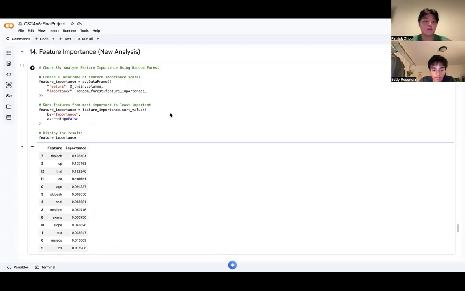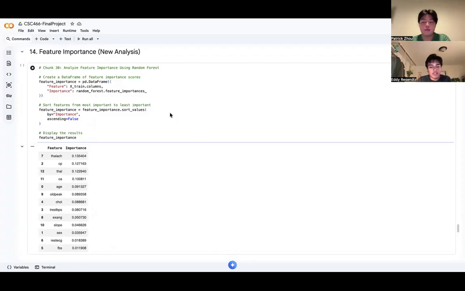and helps explain the factors most associated with heart disease prediction. What this chunk of code is doing specifically is that it retrieves the importance score assigned to each feature by the random forest model. It matches each score with its corresponding feature name, sorts the features from highest to lowest importance, and displays a table showing which medical variables contributed the most to predicting heart disease.